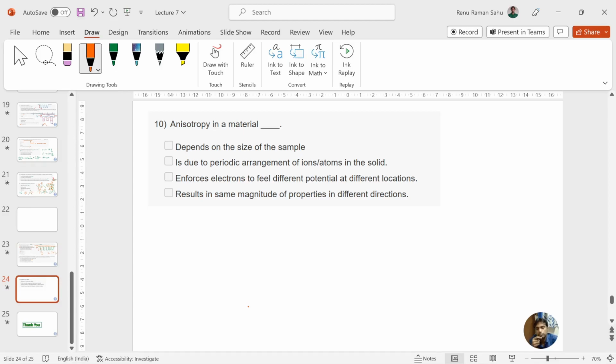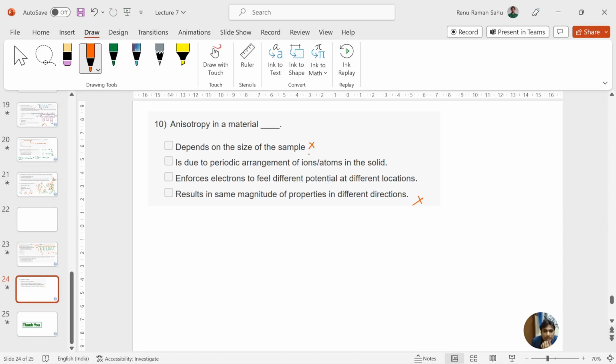What about this? Anisotropy in a material is due to the periodic arrangement of ions and atoms in the solid, enforces electrons to feel different potential at different locations, results in the same magnetic properties in different directions. Isotropy is same magnitude in all directions, so the last is not correct. Enforces electrons to feel different potential at different locations, I do not know what it means. Depends on the size of the sample, that is also not correct. A is not correct. Only B seems to be correct, but I don't know about C.